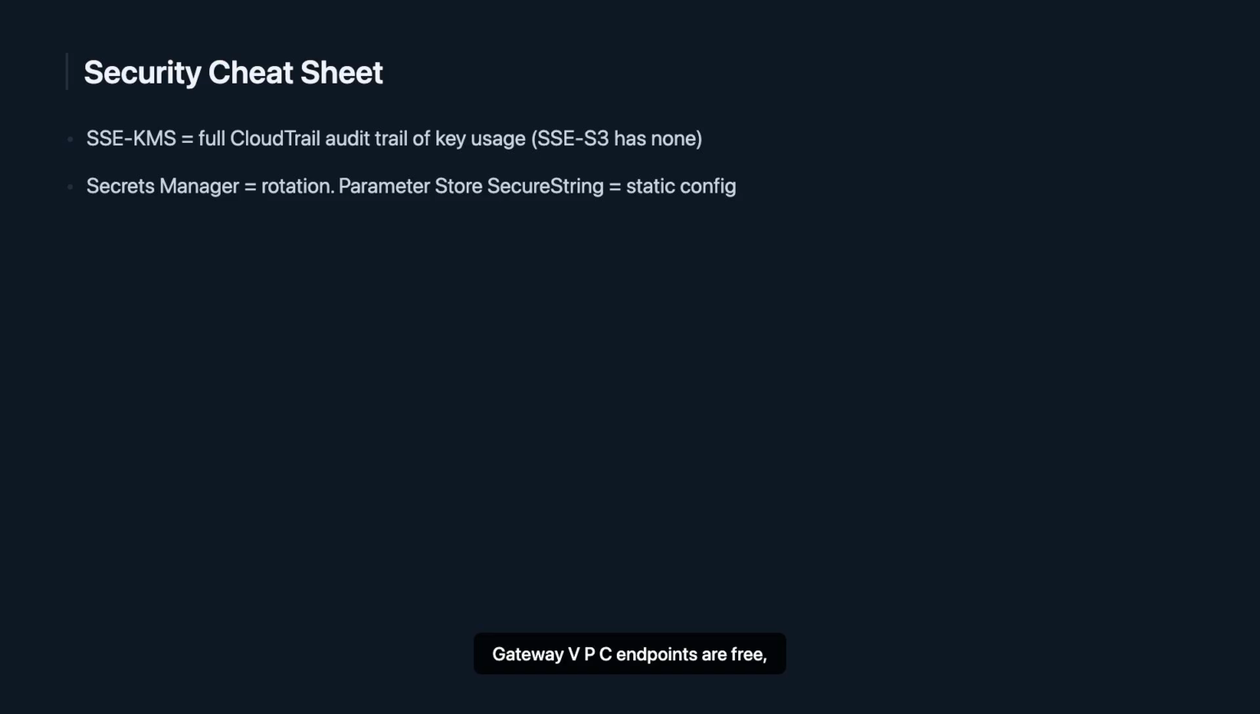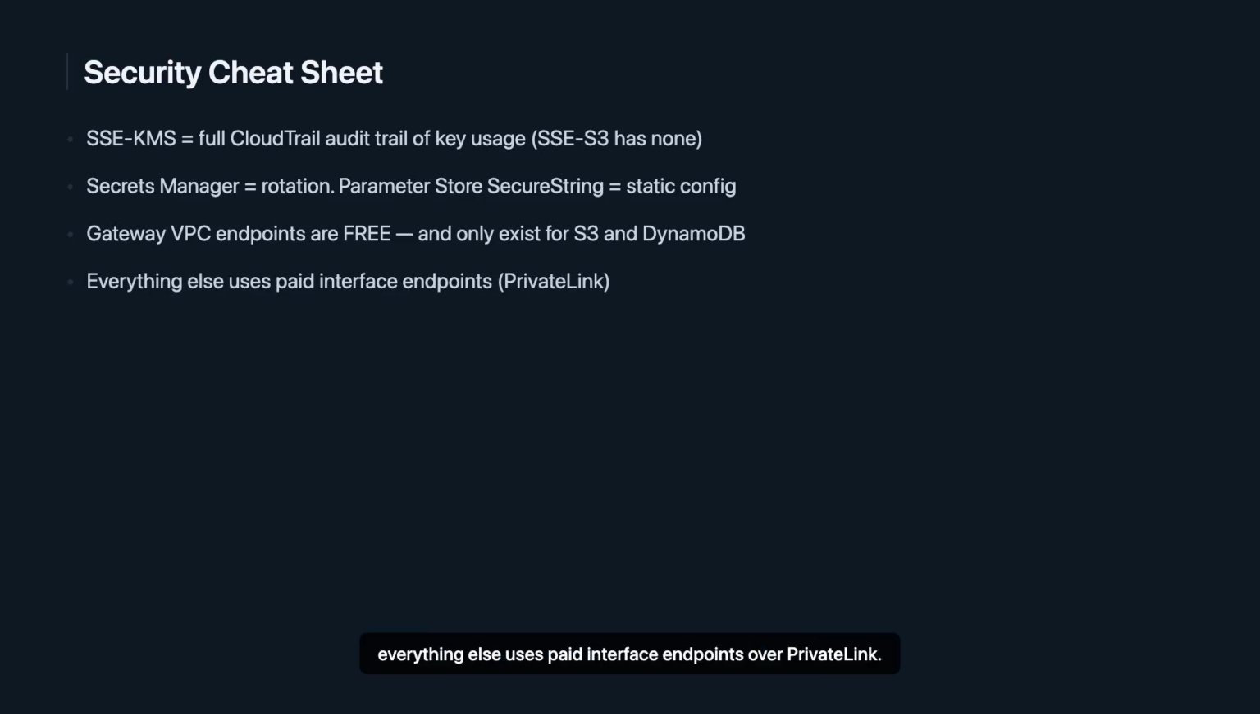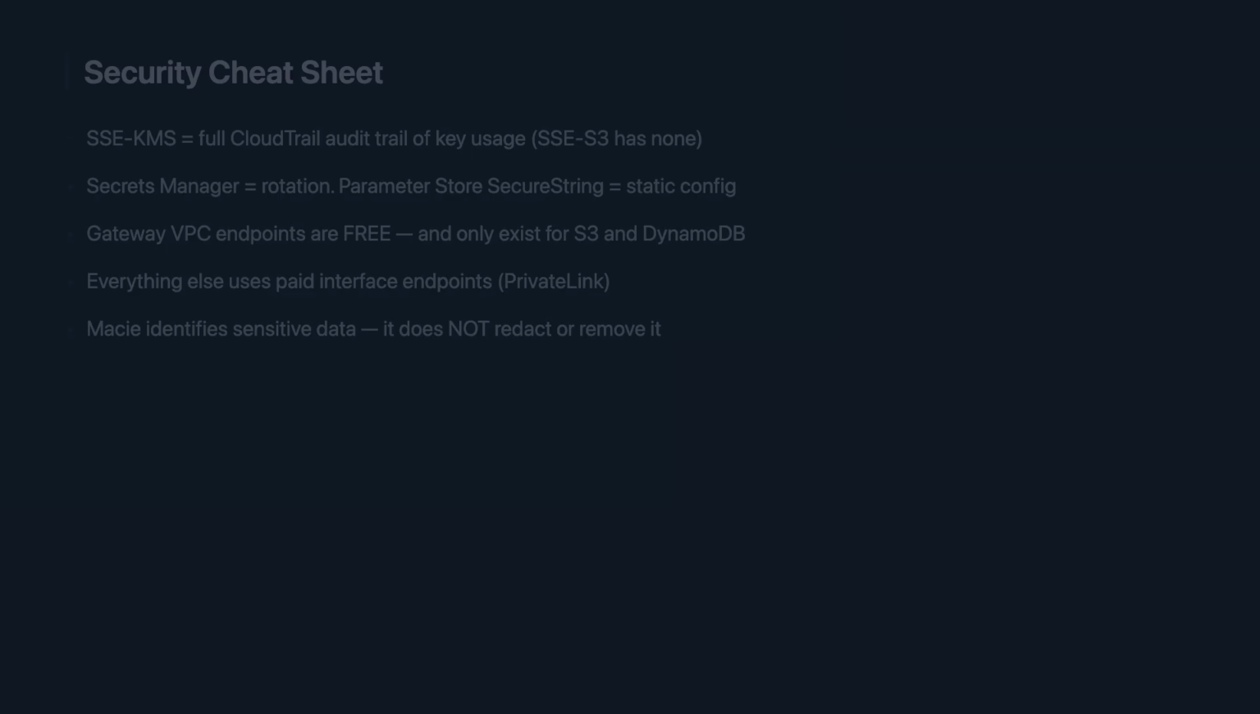Gateway VPC endpoints are free, and they only exist for S3 and DynamoDB. Everything else uses paid interface endpoints over PrivateLink. And DEA-C identifies sensitive data. It never redacts or removes it.